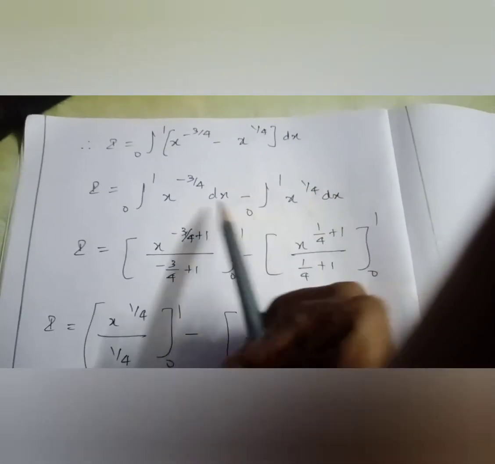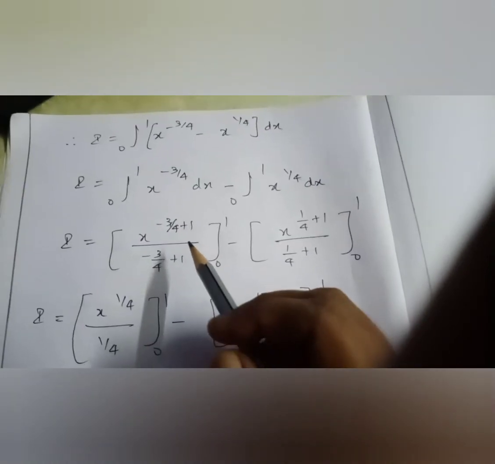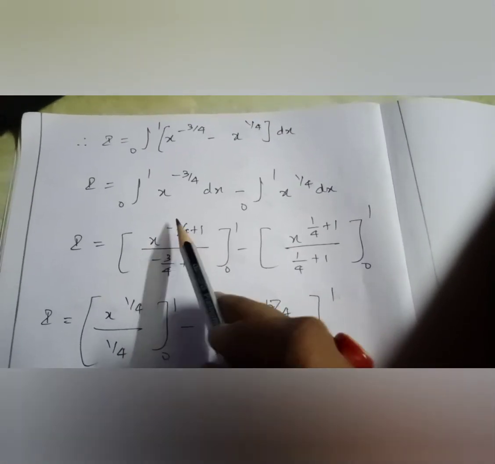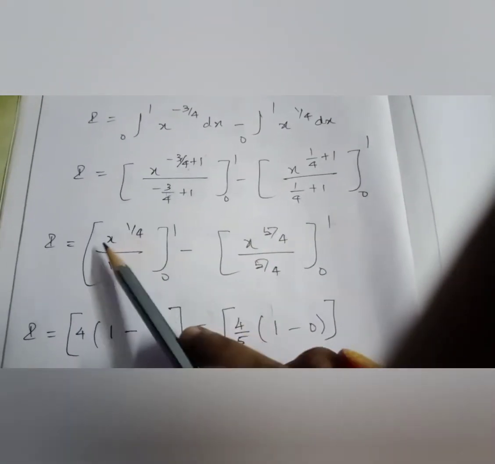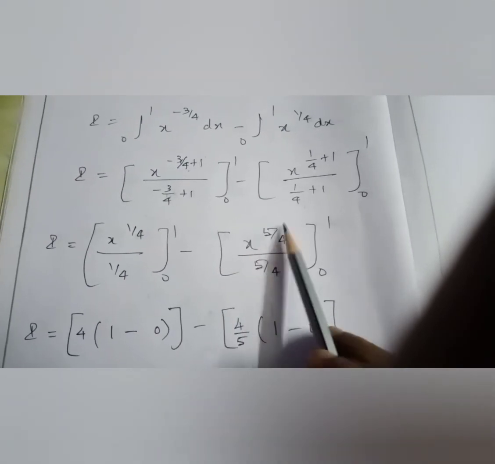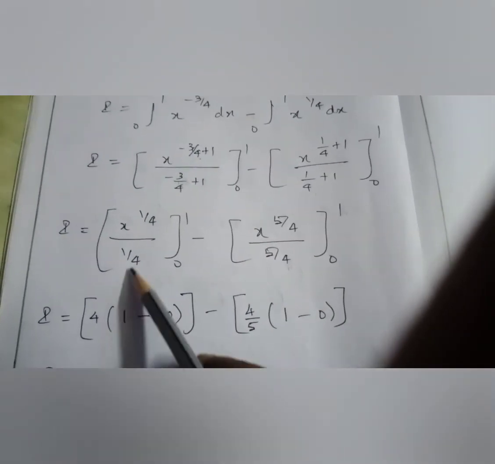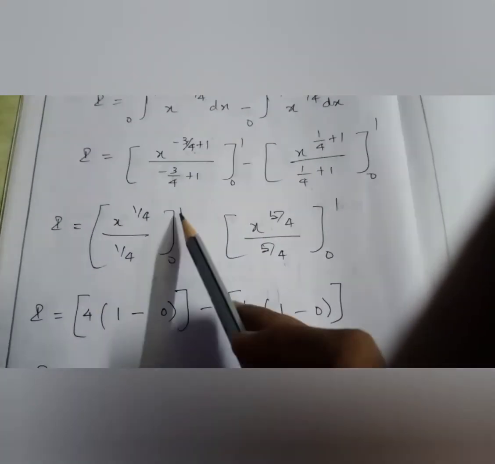So I am taking the dx inside, and what is the integral? x power n plus 1 by n plus 1. So x power minus 3 by 4 plus 1 by minus 3 by 4 plus 1. Here it is x power 1 by 4 plus 1 by 1 by 4 plus 1. So I am having it as x power 1 by 4 by 1 by 4, x power 5 by 4 by 5 by 4. Now I can take the numerator, that is 4 into, what is the upper limit here?